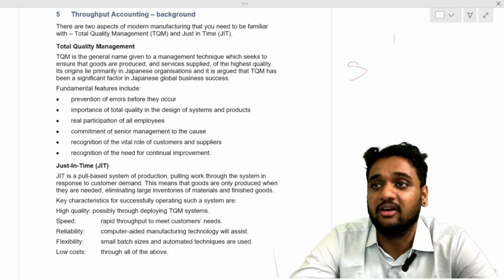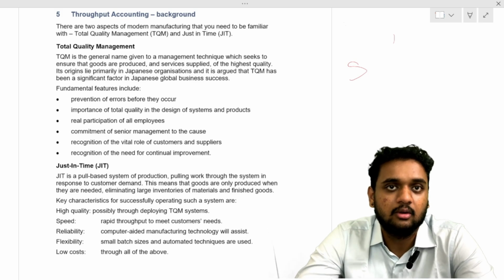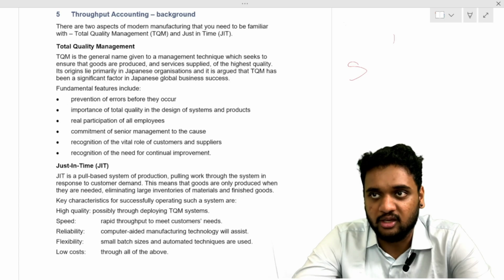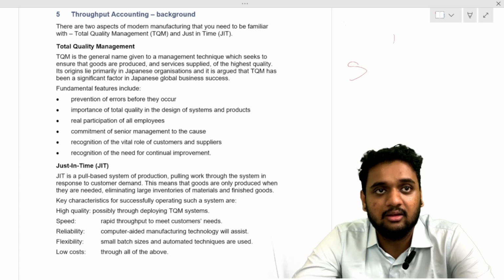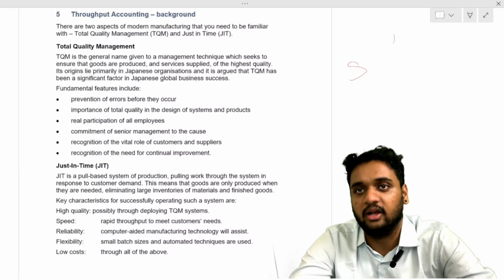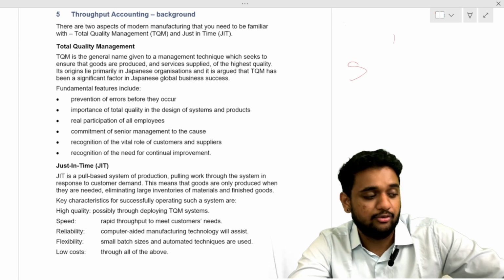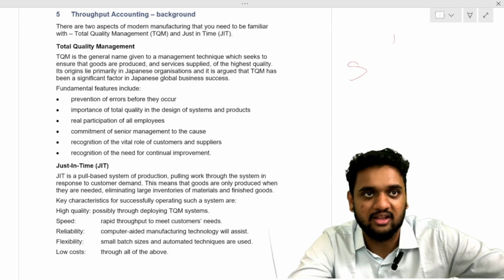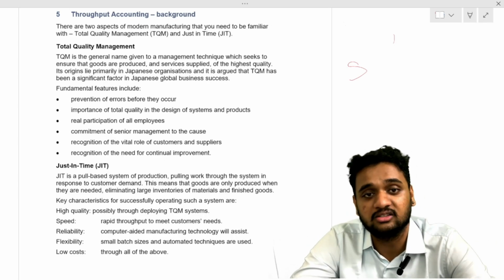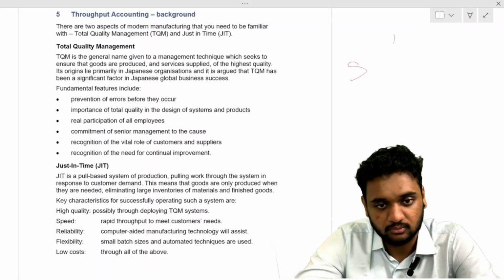First, prevention of errors before they occur. Don't worry about rectifying after some problem occurs, more cost only will come. Before that, try to appoint one person who can check if the products are being produced in good quality. Instead of trying to save money here, if you appoint a person to check quality in this phase of the product, no products will be wasted. So, prevention of errors before they occur.